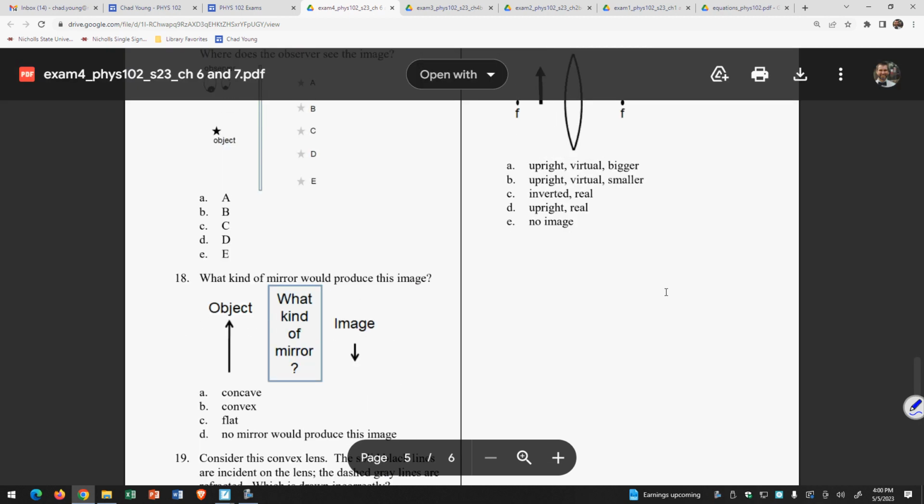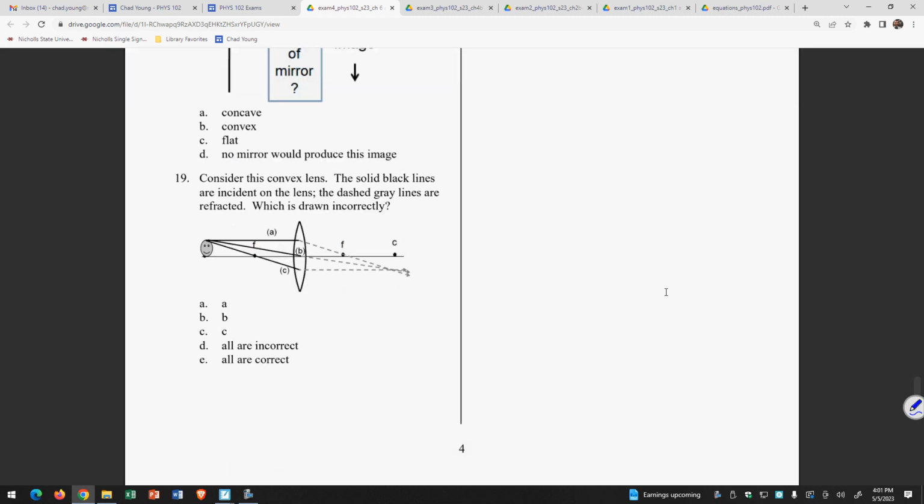Oh wait, 19. Which ones are drawn incorrectly? This one's parallel and through the focal point. That's correct. This one's through the center of the lens, unrefracted. Here's through the focal point and parallel. All are correct. You can tell too, they all cross at the same point. You get the kind of image that you would expect, a real inverted image. So I feel okay about that answer, like if I've just answered all are correct.